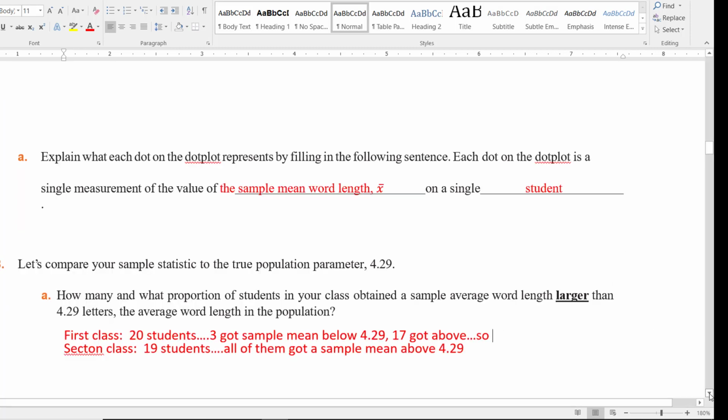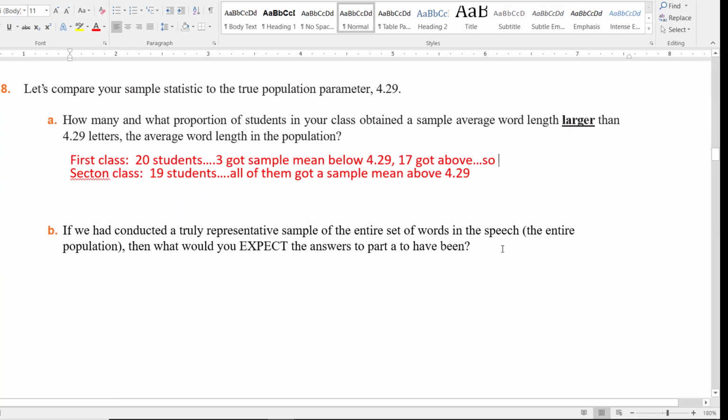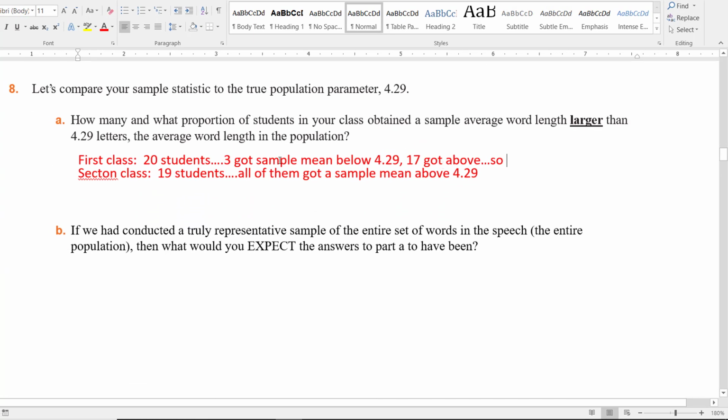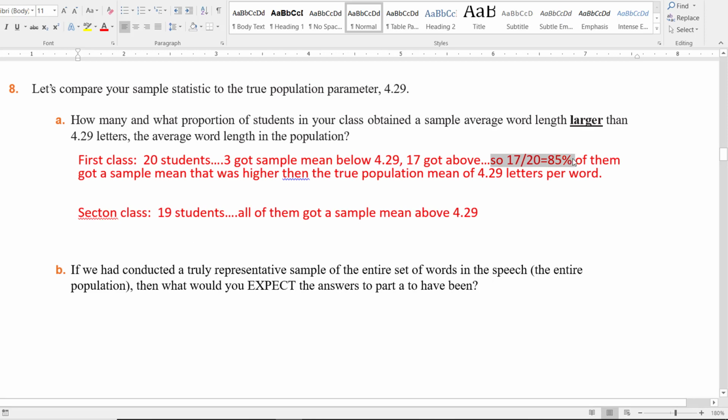I just copied that information down here into our problem. In the first class, 17 of the 20 students got a sample mean higher than the true population mean. So 17 students out of 20, 85% of them in that class, got a sample mean higher than the true population mean of 4.29 letters per word. In the second class, there were 19 students in attendance, and every single one of them got a sample mean above the 4.29. So 100% of those students got a sample mean higher than the true population mean.